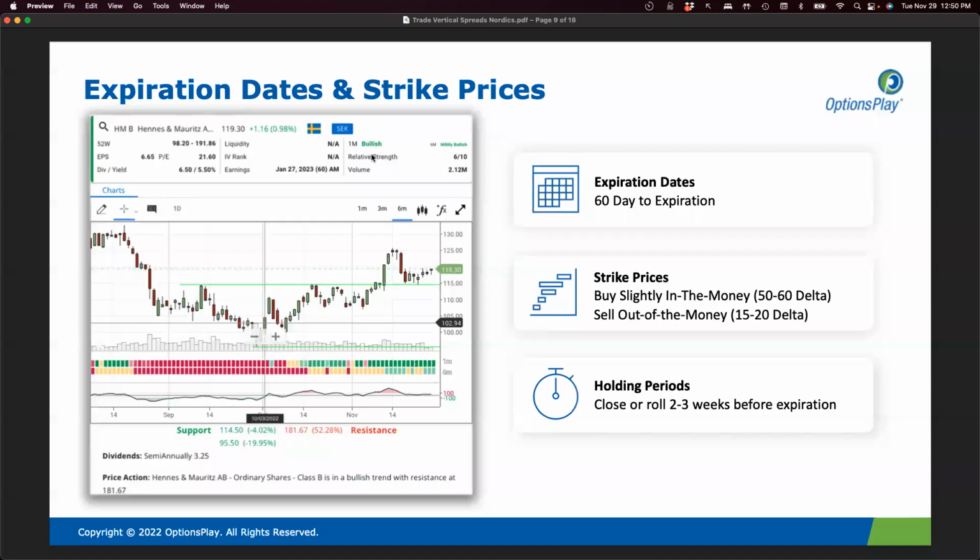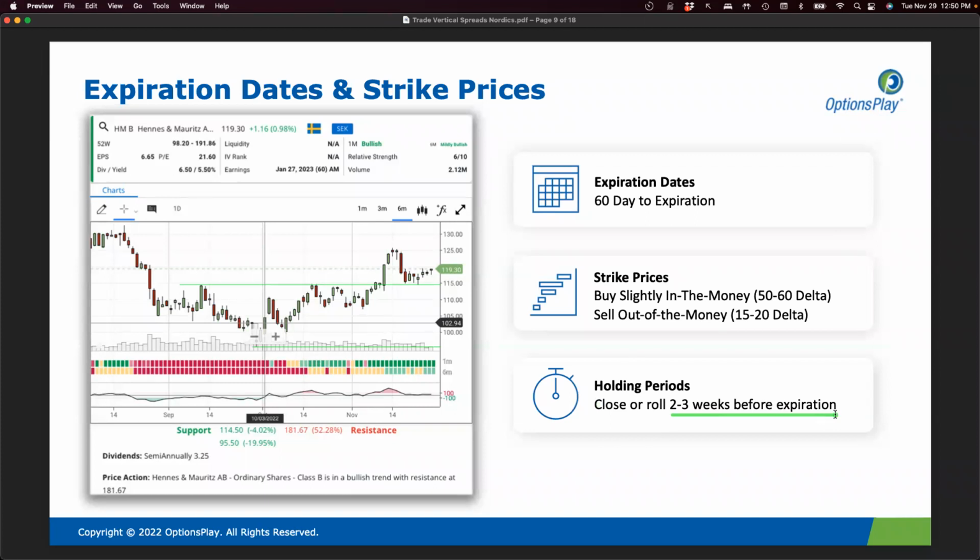Perfect. Okay, so let's talk a little bit about managing these trades, because this is really where it does take some expertise or understanding to manage these. The holding periods of these is that you never want to hold them into expiration. Because when you're buying an option, time decay is working against you, time decay is not linear.